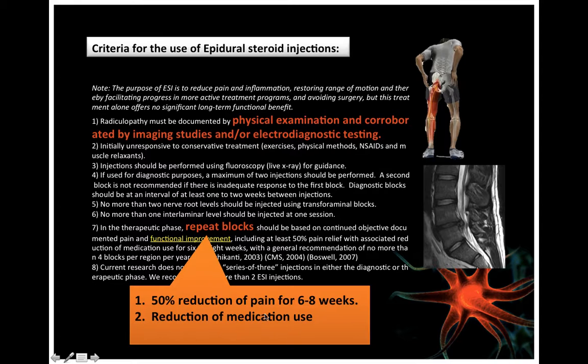But say something about reduction of medication, and then ask them about function. Did it make you do more things? Did it make you walk more? Did it make you do more housework? Did it help you get back to work or continue to work? Things of that sort. And then we can ask for repeat injections. So theoretically, we can do one every 2 or 3 months, but they'll never authorize that.